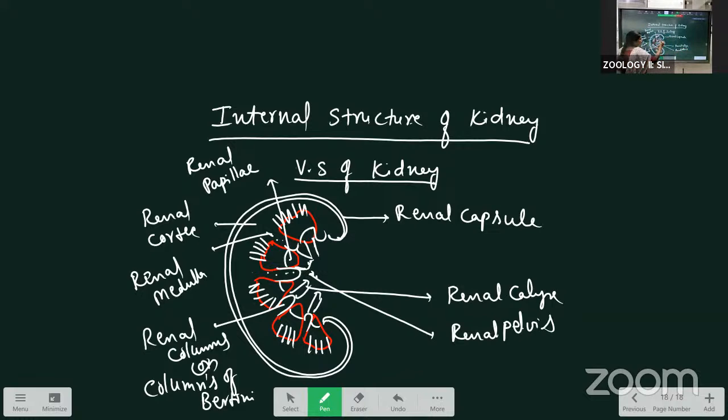Next, the renal pelvis opens into the tube-like structure that we call the ureter.